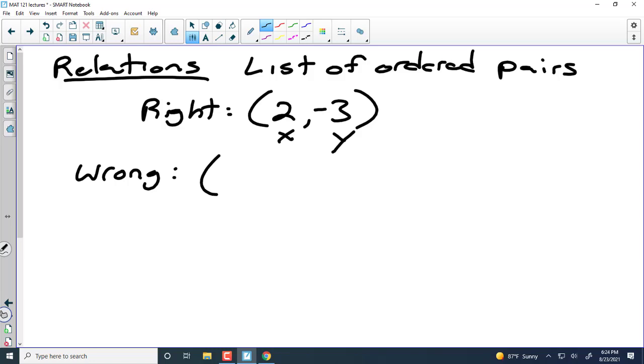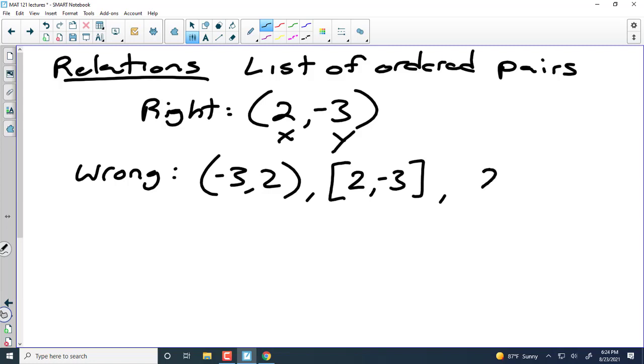For instance, it's not the same thing when you write them in the wrong order. They're called ordered pairs for a reason, because it means something different if you write the order opposite. It also means something different if you use brackets. Brackets mean something different in math than parentheses, so you have to use parentheses. You do need the parentheses too, otherwise it's just a list of numbers and not an ordered pair.